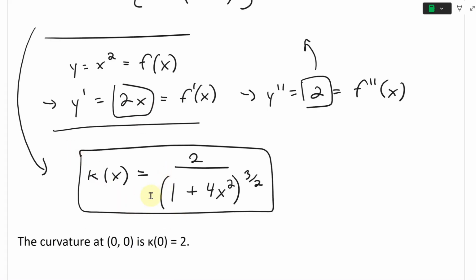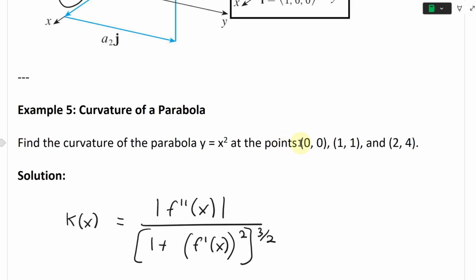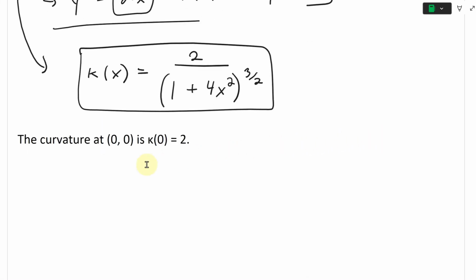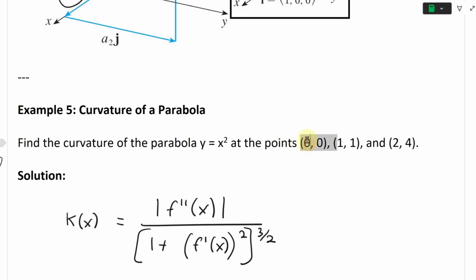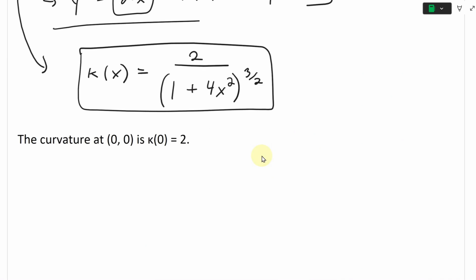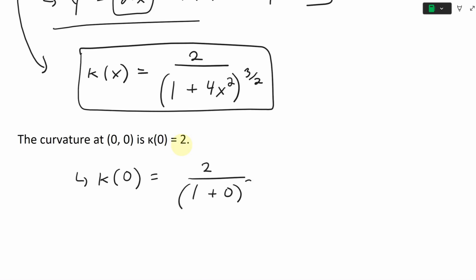All right, so that's our curvature, and now the next step is, well, we need to find the curvature at these points: 0, 0, at the origin, at 1, 1, at 2, 4. So the curvature at 0, 0 is just at x equals 0. So we'll just put that in. That's going to equal 2, and you can just see that right here. So we'll have kappa of 0 is equal to 2 over, well, 1 plus 0, and then power of 3 over 2. 1 to the power of 3 over 2 is just 1, so it just equals 2. So there it is.